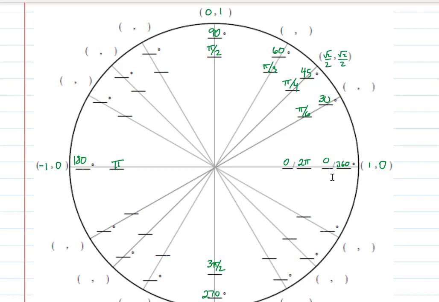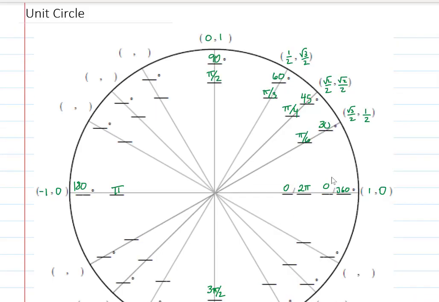Now for the 30, you're going to have square root of 3 over 2 and 1/2. And then for the 60, you flip those, because remember they're complementary angles that are going to switch here. The sine is the cosine of the other one and vice versa. And this is square root of 3 over 2. And there it is. Then you have that first quadrant.